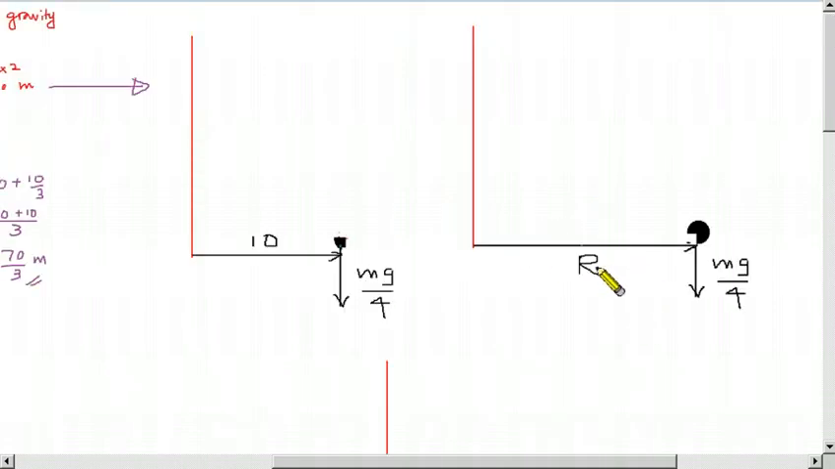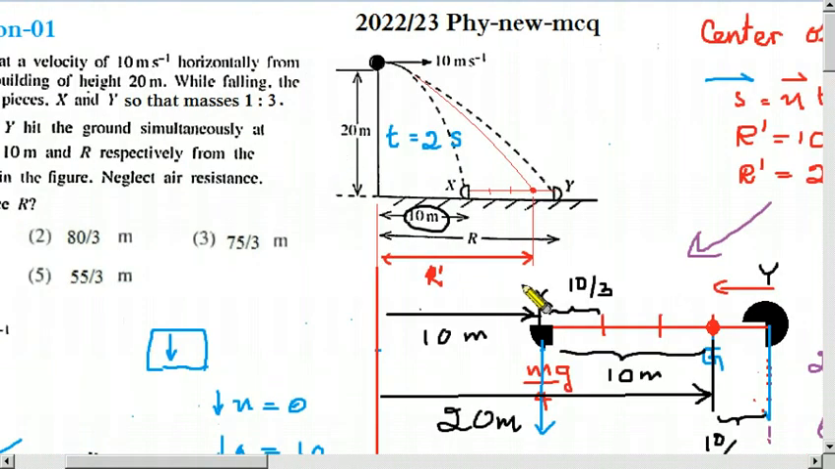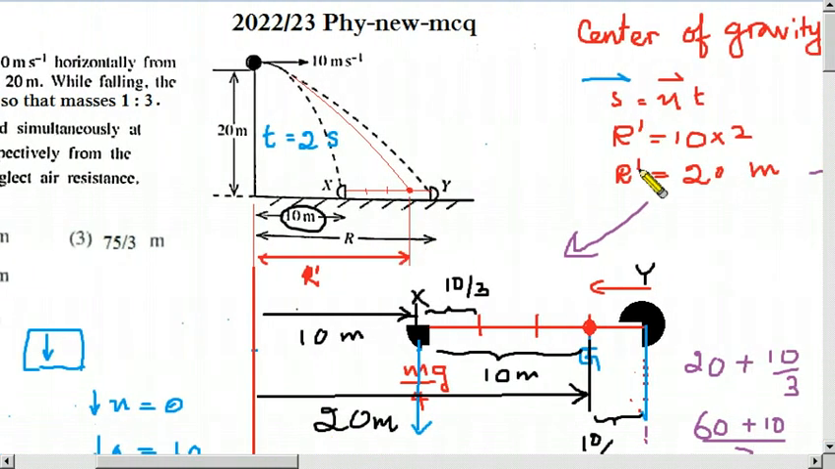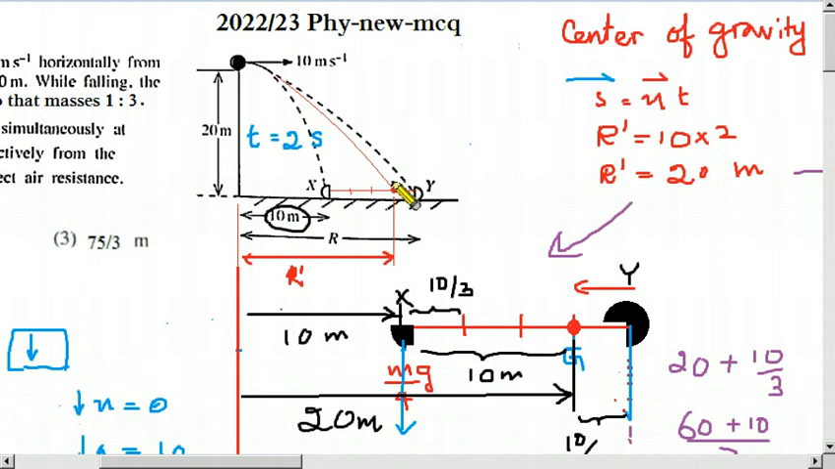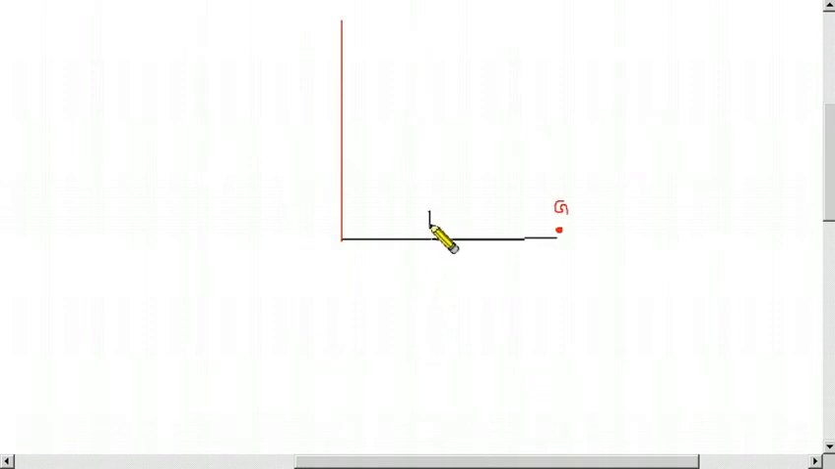To the center of gravity, what is the distance? 20. R dash we have found, R dash is 20. Here we have taken it as r dash. We have calculated here r dash equals 20. The distance to this point from here is 20. That is what we have found. We calculated for the center of gravity. Here r dash is that, this distance r dash. So we take it to this diagram, 20.